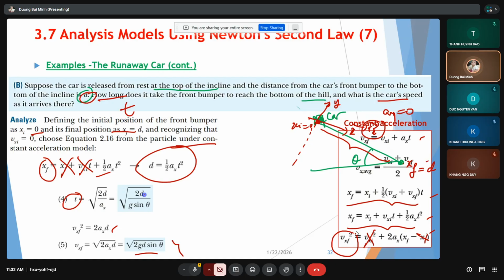Remember that we only have two cases when we analyze any physical model. The first one is the constant velocity model, and the second one is the constant acceleration model. Any questions so far?